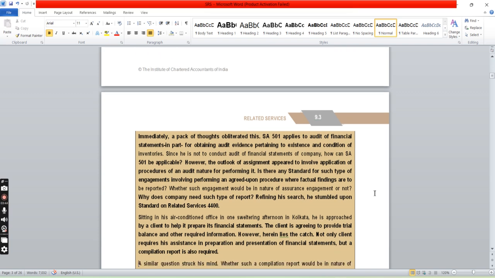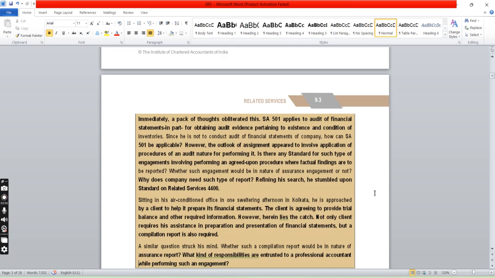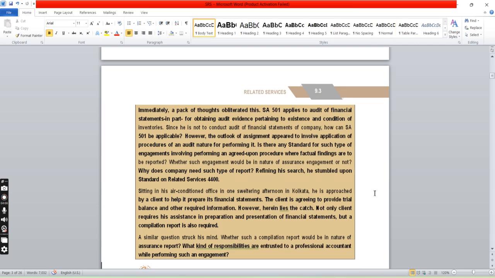Is there any standard for such type of engagement involving performing an agreed upon procedure where factual findings are to be reported? Would such an engagement be in the nature of an assurance engagement or not? Why does the company need such a type of report? Refining his search, he stumbled upon the standards on related services, that is nothing but the SRS 4400.